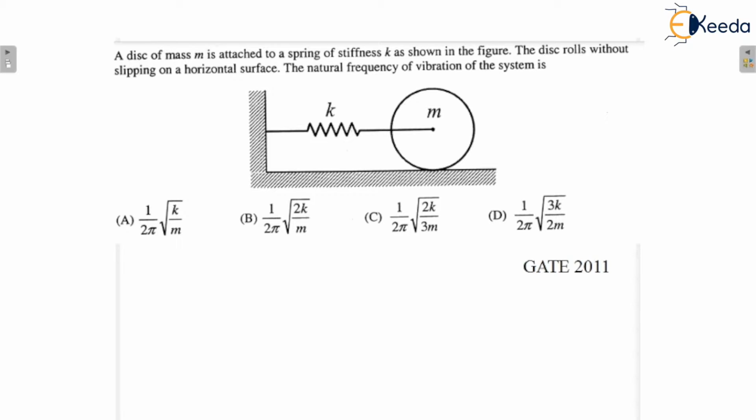That means the system is given, we have to calculate the natural frequency, but as you can see in the options there is a multiplication of 1 upon 2 pi. That means it wants us to calculate the frequency in hertz, because we know that frequency in hertz is omega n upon 2 pi. That's why we have to calculate the frequency in hertz.